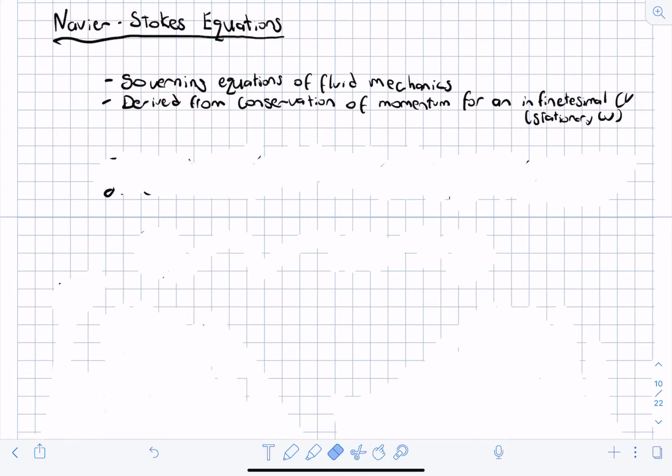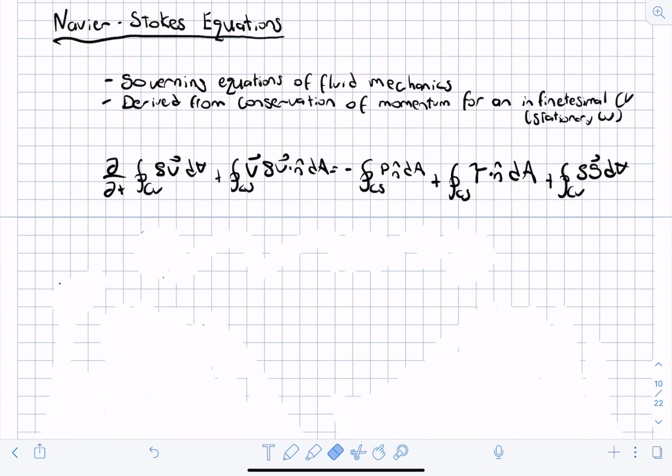How these are derived are either from the Gauss divergence theorem, like I might have showed with conservation of mass, or you can derive them from an infinitesimal control volume, like I did in here, but instead of using conservation of mass, you use conservation of momentum for a control volume. And here, this is just the accumulation of momentum in the control volume, the net flow of momentum with the fluid out.